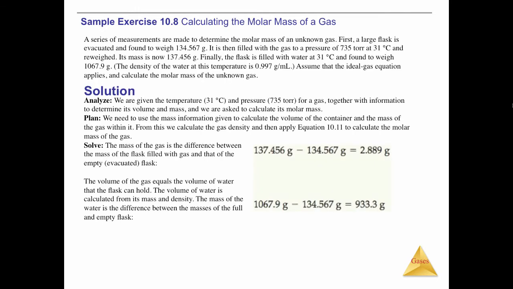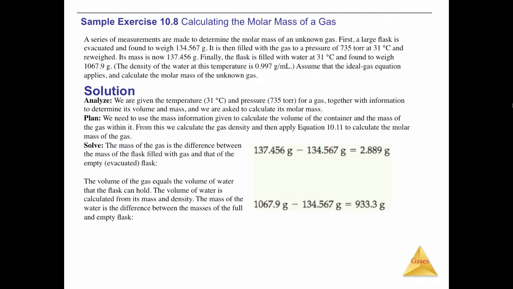Okay, sample exercise 10.8, we are going to calculate the molar mass of a gas. So, same basic equation, we're just going to manipulate it a little bit to figure this out. A series of measurements are made to determine the molar mass of an unknown gas. First, a large flask is evacuated and found to weigh 134.567 grams. It is then filled with the gas to a pressure of 735 torr at 31 degrees Celsius and reweighed. Its mass is now 137.456 grams.